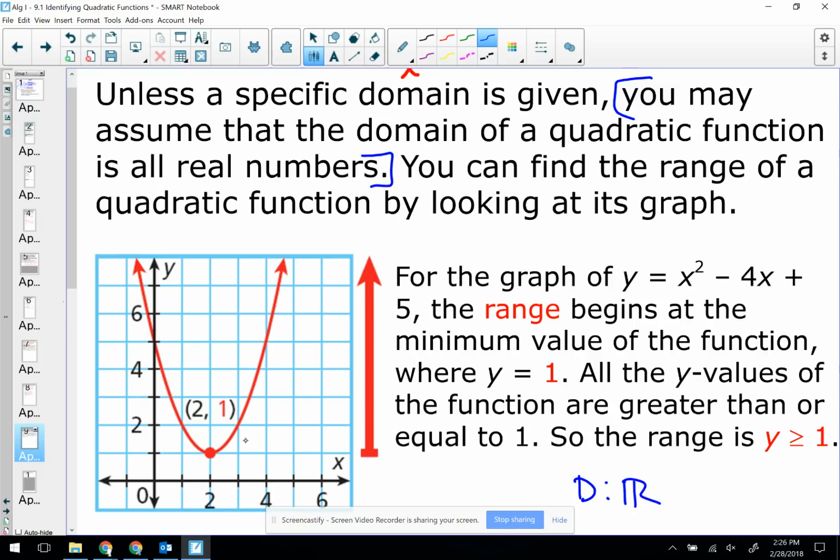Do you notice here how I only have y values starting right here and on up? So that means that my y values are only going to be greater than or equal to 1. So I can say my range is greater than or equal to 1. Everything above 1. If it were to point down, then it would be less than that number.